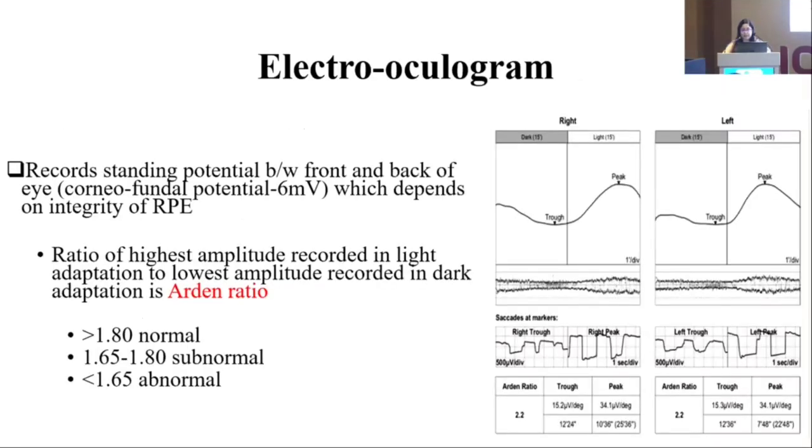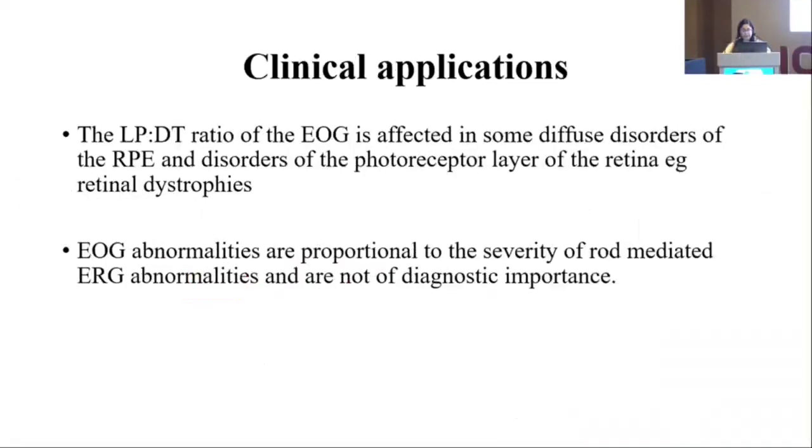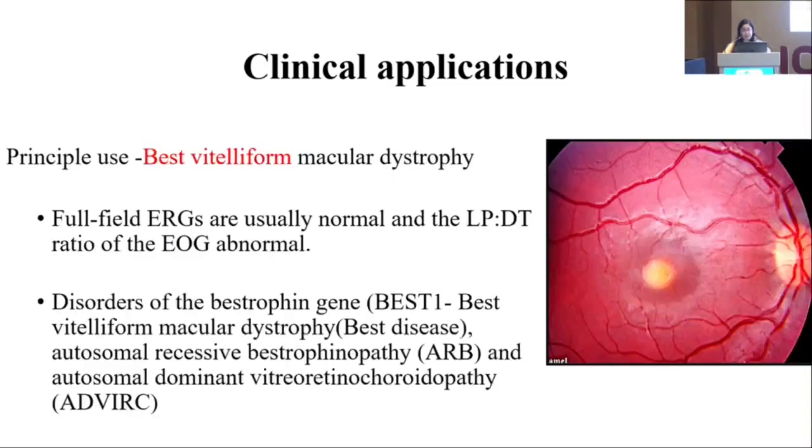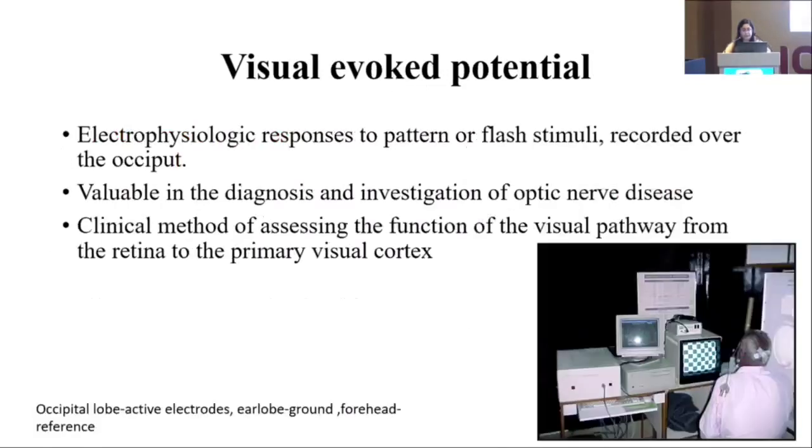EOG records the standing potential between the front and back of the eye, which depends on the integrity of the RPE. The ratio of the highest amplitude recorded in light adaptation to the lowest amplitude recorded in dark adaptation is given by Arden's ratio. More than 1.8 is normal and less than 1.65 is abnormal. EOG abnormalities are proportional to the severity of rod-mediated ERG abnormalities and are not of diagnostic importance, but the exception is Best vitelliform macular dystrophy, in which full-field ERGs are normal and EOG is abnormal.